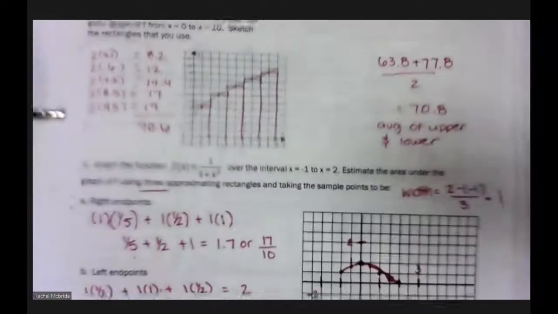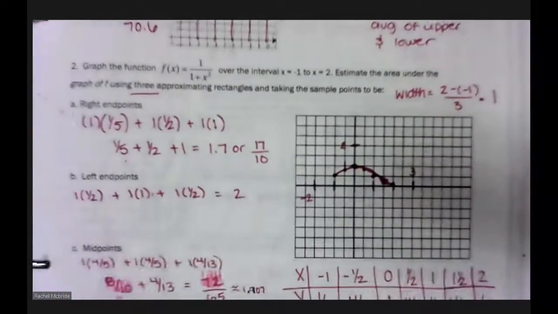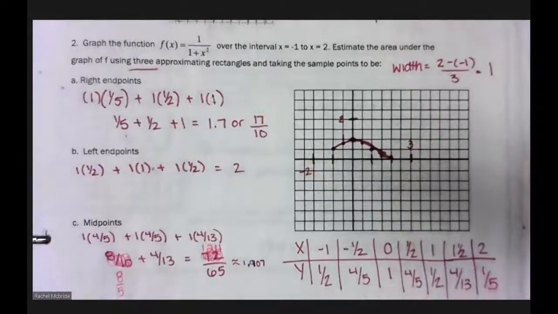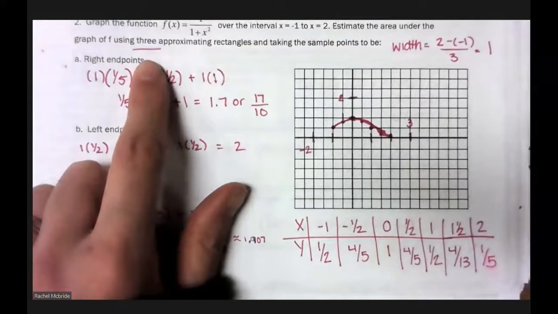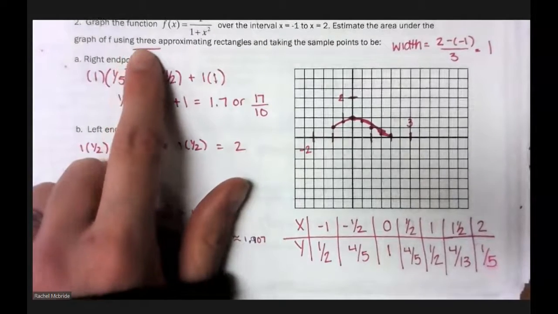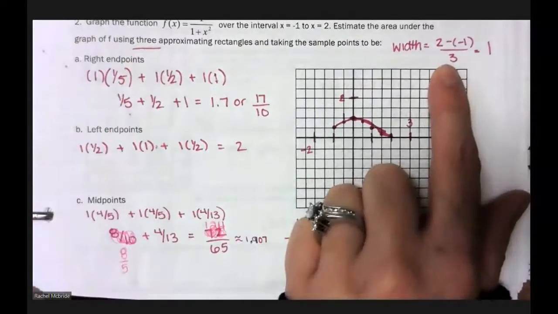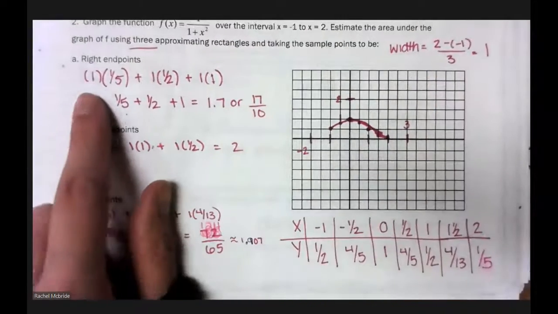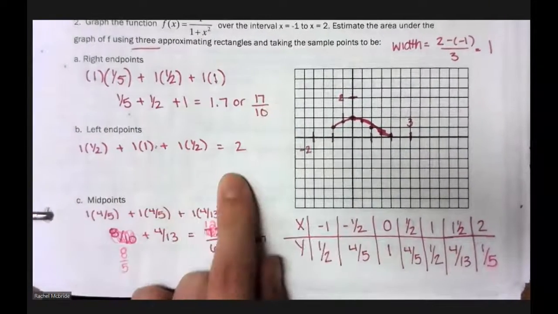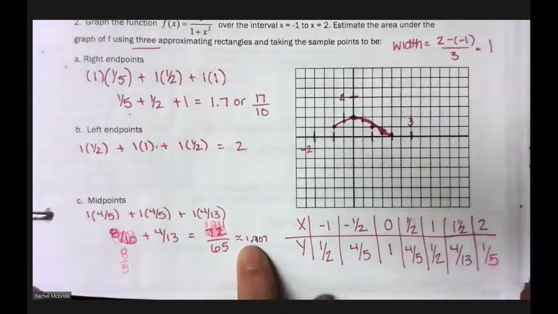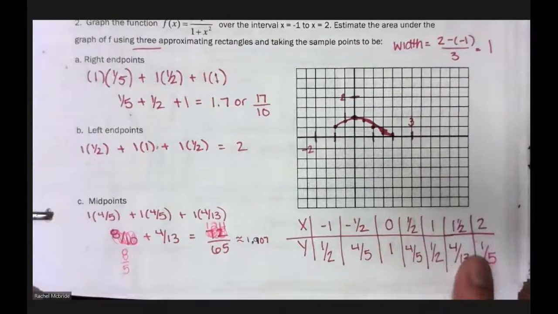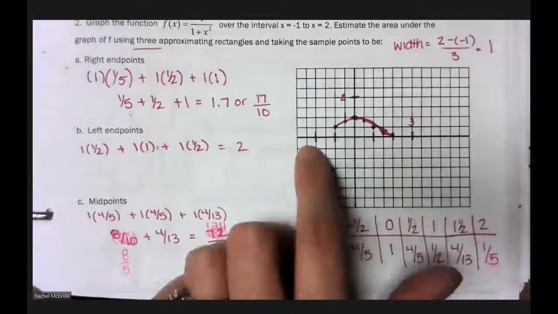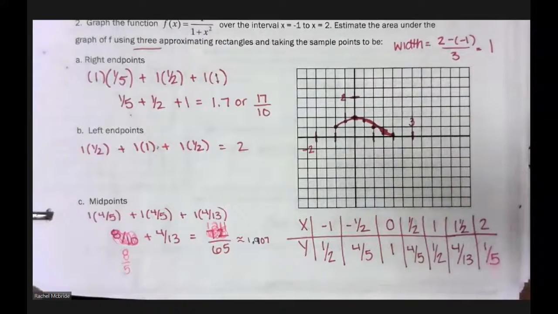Okay, and then number 2. So in number 2, the key piece of information was that it was 3 rectangles. So you use that to find your width or your delta x. And then you found your right endpoints, left endpoints, midpoints. And what you'll notice is down here, I just tried to make my life a little easier by writing out my table of values for the plots I pointed.